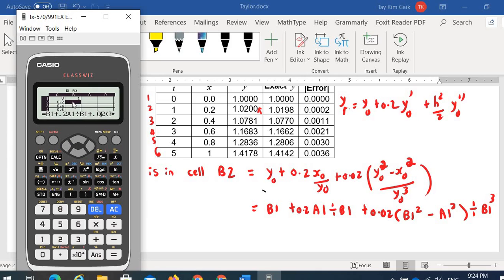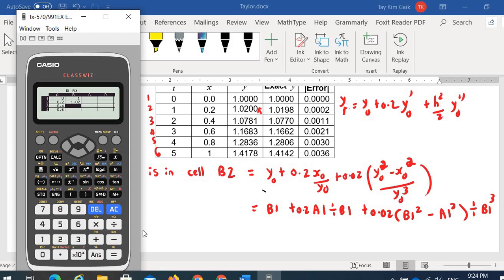In cell B2, now we have the black color in cell B2. Key in the formula B1, which is Y0, plus h, which is 0.2. Y prime is again X0 divided by Y0, which is A1 divided by B1, plus 0.2 h squared over 2. Y double prime is actually Y0 squared minus X0 squared divided by Y0 cubed, which is B1 squared minus A1 squared divided by B1 cubed. So it is correct. Then press equal.